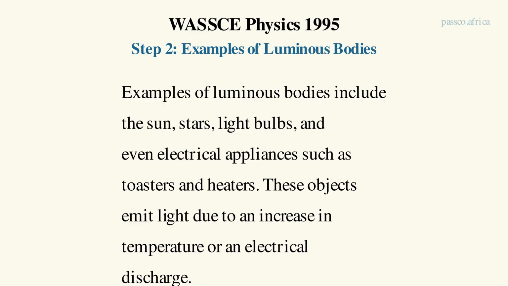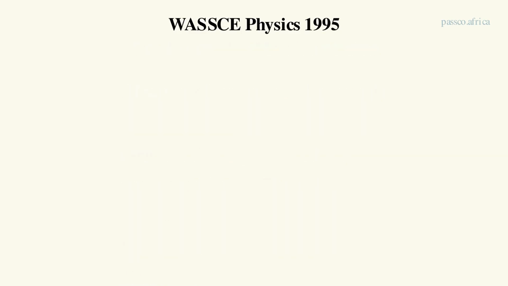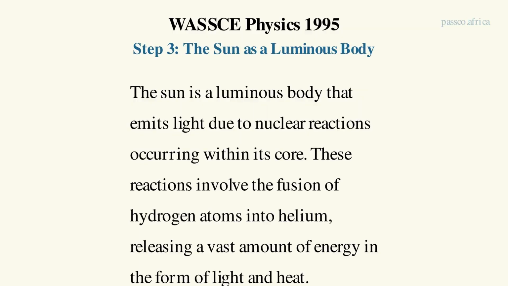Step 3. The Sun as a luminous body. The Sun is a luminous body that emits light due to nuclear reactions occurring within its core. These reactions involve the fusion of hydrogen atoms into helium, releasing a vast amount of energy in the form of light and heat.